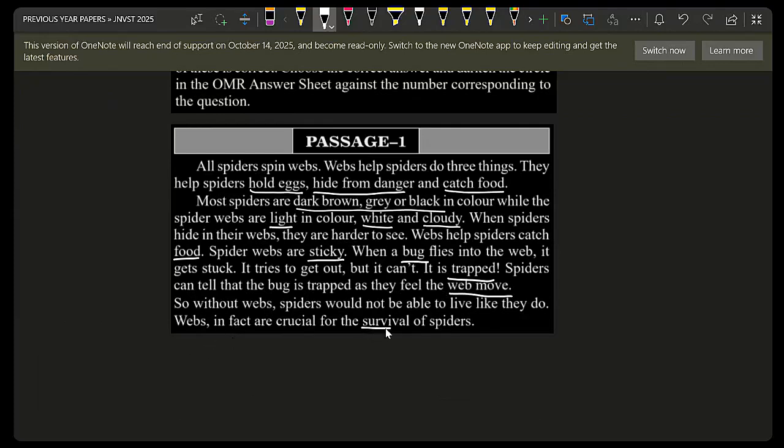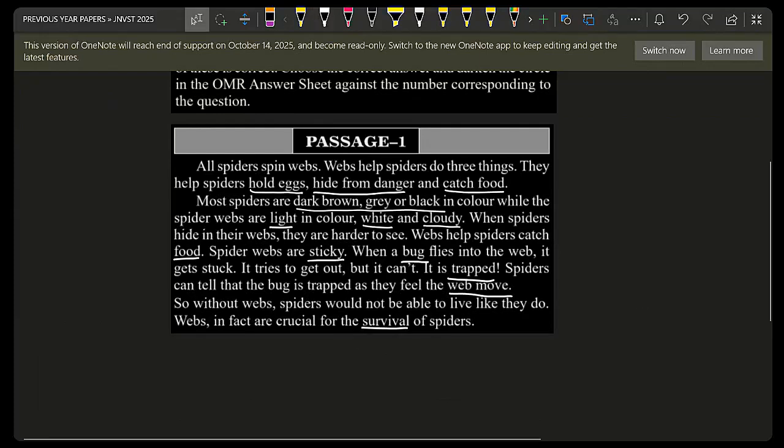So what do you mean by survival? Survival means they have to continue their life. Okay, so continuing the life, that is nothing but survival. So webs are very important for the continuation of their life. So let's answer the questions that follow.